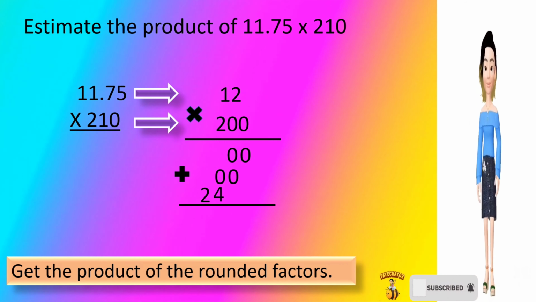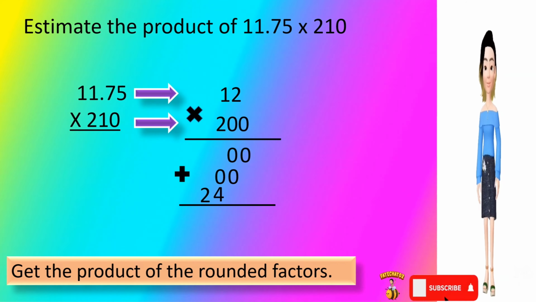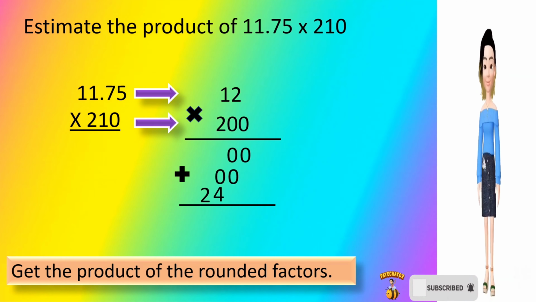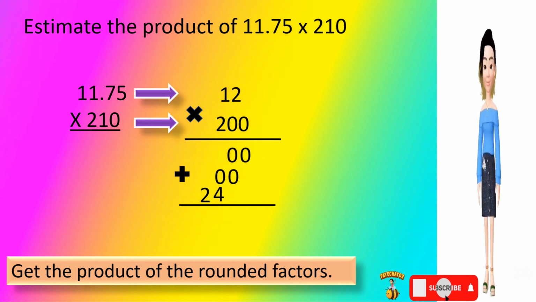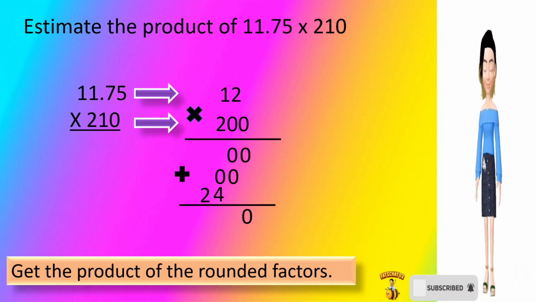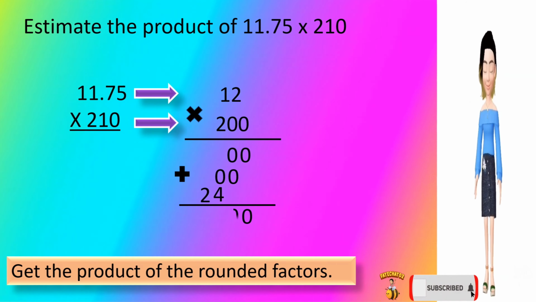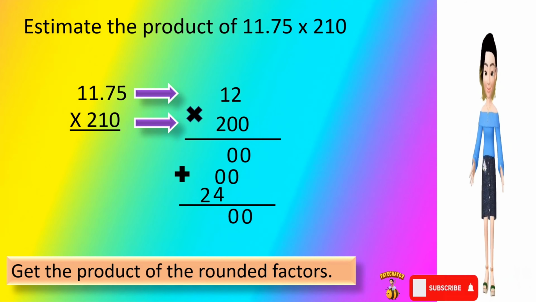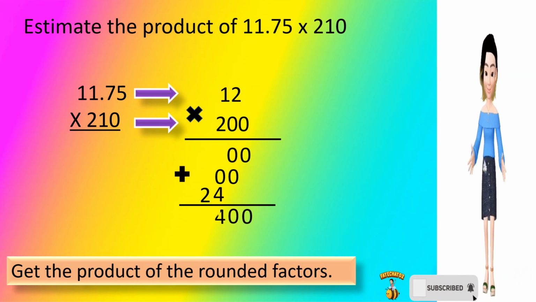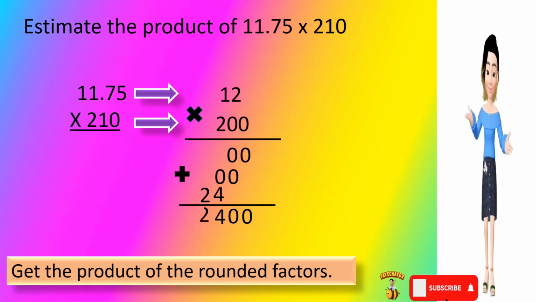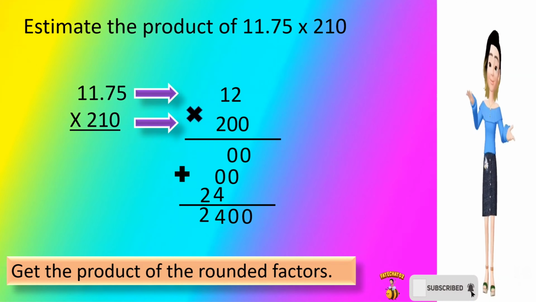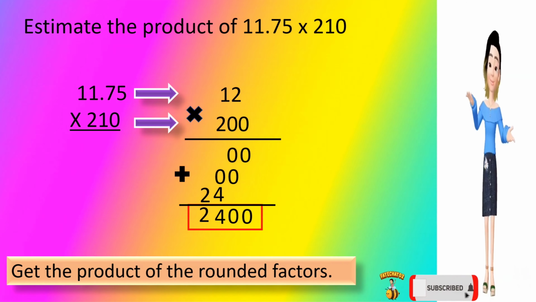So we can now get the sum of the partial products, or the product of the rounded factors. So bring down 0. 0 plus 0 is 0. 0 plus 4 is 4. Then bring down 2. So the answer is 2,400.